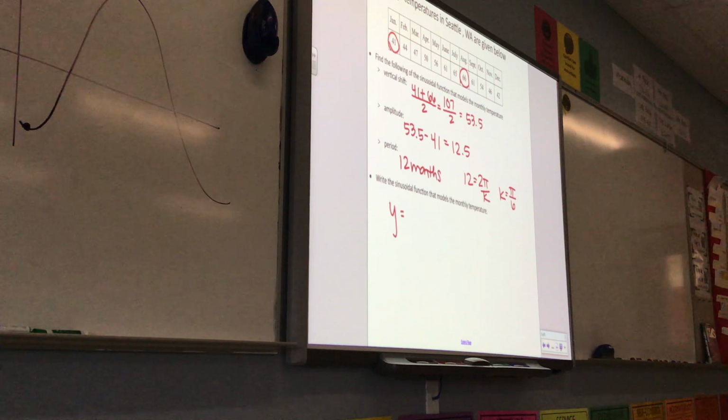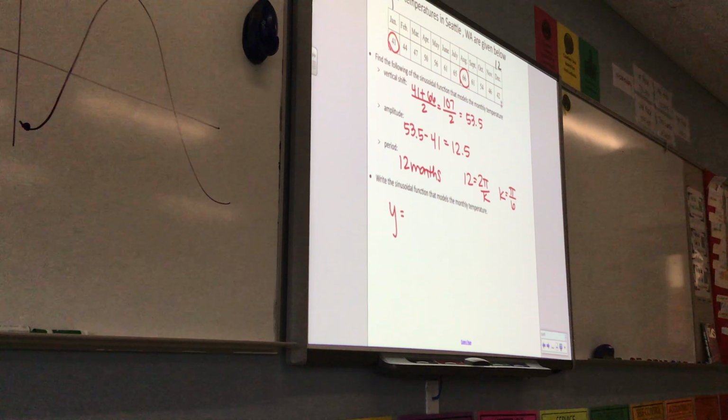Is my minimum on the y-axis? What's the value for January? 1. Yes? So my minimum value has a t-value of 1. Remember, your 12 and your 0 are the same, but 12 is not a minimum. That means this has to have a shift. No, we cannot say it's close enough. Anytime you have a shift, there's some math you're going to have to do.